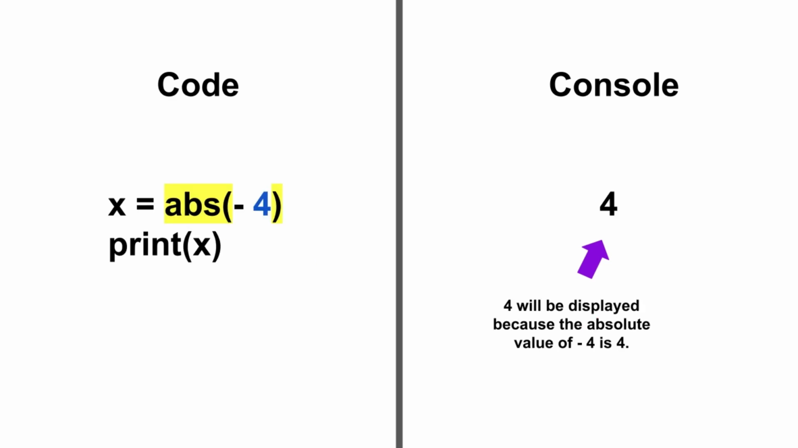The next is the abs function, short for absolute value. This is a built-in function, so we don't need to import anything. The abs function gives the absolute value of a number, or how far it is away from 0. So the absolute value of -4 should be +4.